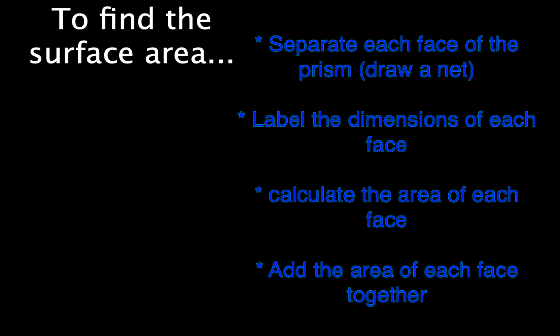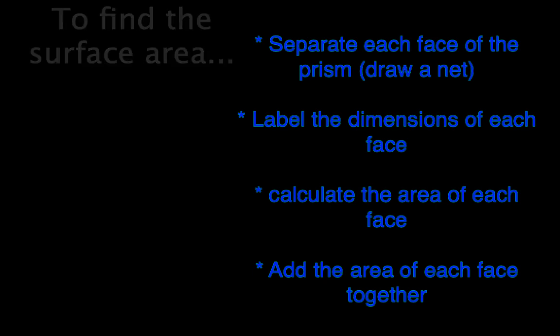Next, label the dimensions of each of the faces you pulled off. Next, find the area of each face that you pulled off. And finally, add the area of each face that you pulled off together. When you calculate the sum of the areas, then you will find the surface area of the prism.